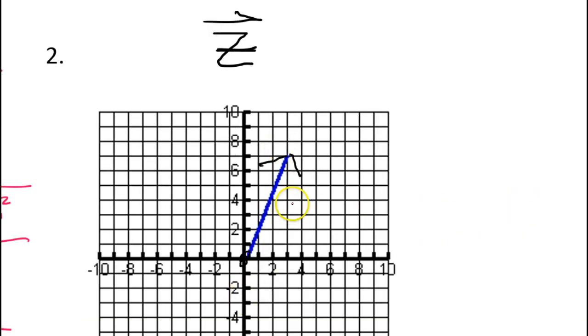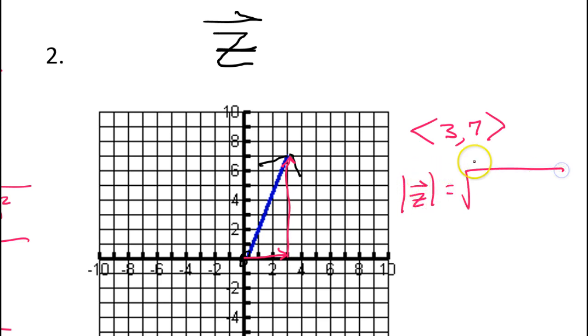So looking at problem number 2, the component form, I would have to go 3 units to the right, and I would have to go 7 units up. So this would be the component form. Now the magnitude of vector z is going to equal the square root of 3 squared plus 7 squared.